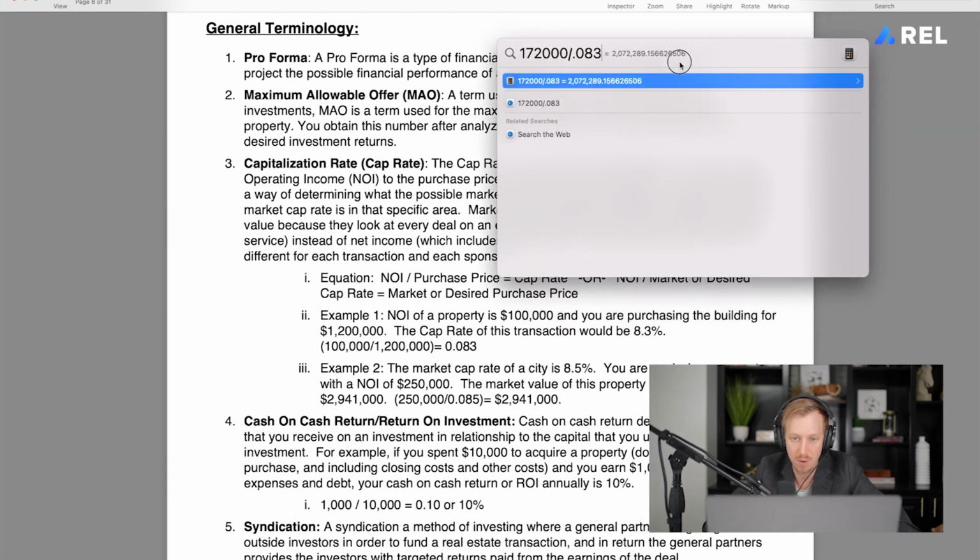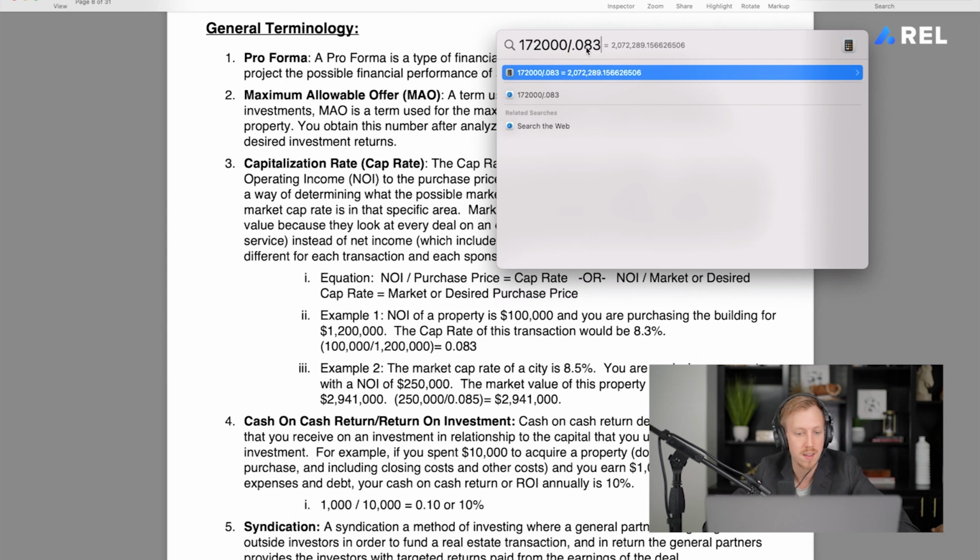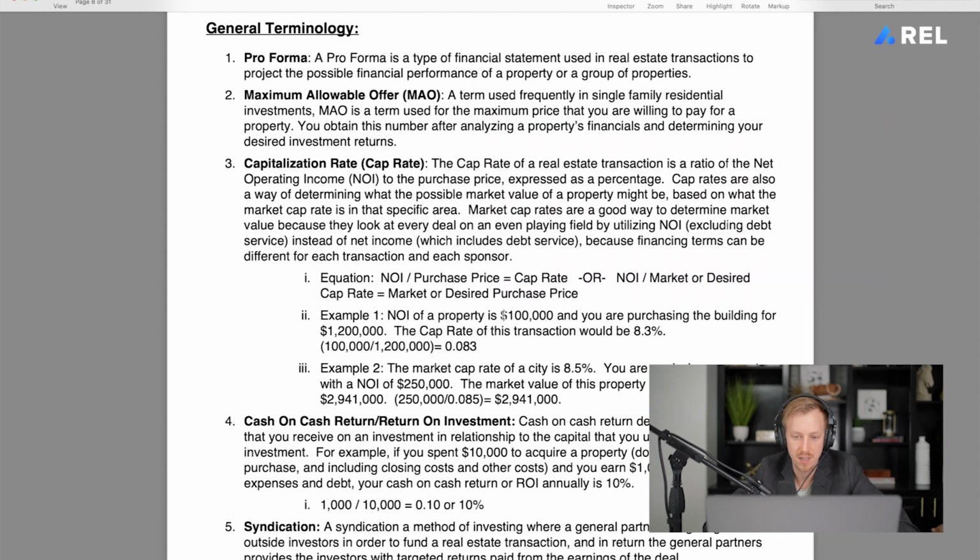So the market didn't improve or change or anything. Same cap rate. My value is now almost $2.1 million, $2,072,000, because I increased the rents by $200 times 30 units. So now you guys can see when we increase our NOI, the value exponentially increases.